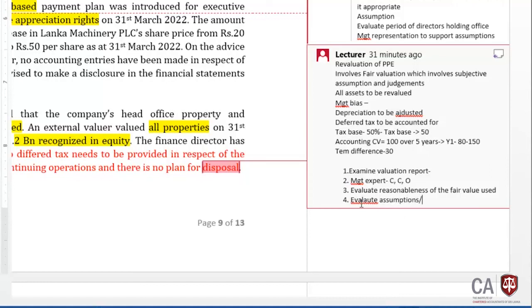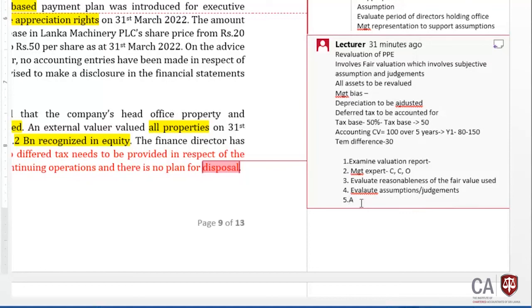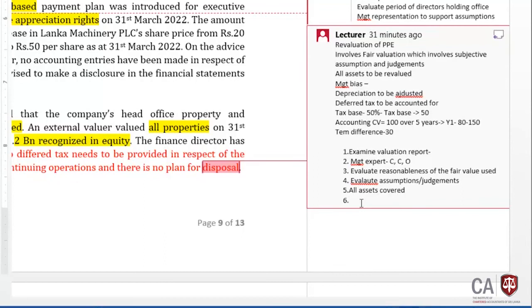assumptions, judgment, these things you can write, but in addition you can specifically check whether all assets are covered in this valuation, and then you have to check into the deferred tax matter that was discussed. So, like that you can write various answers on this.